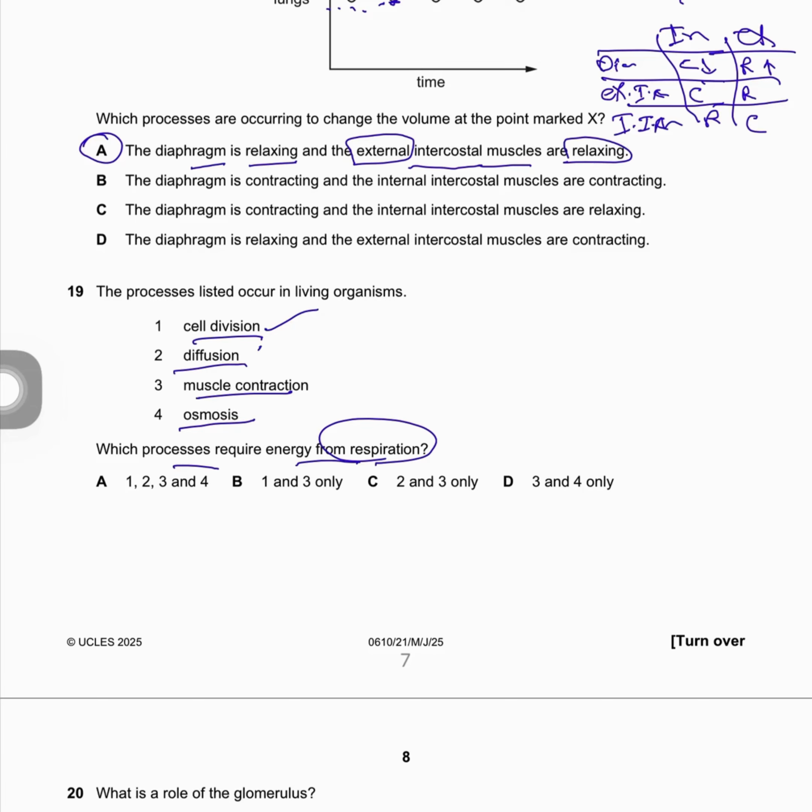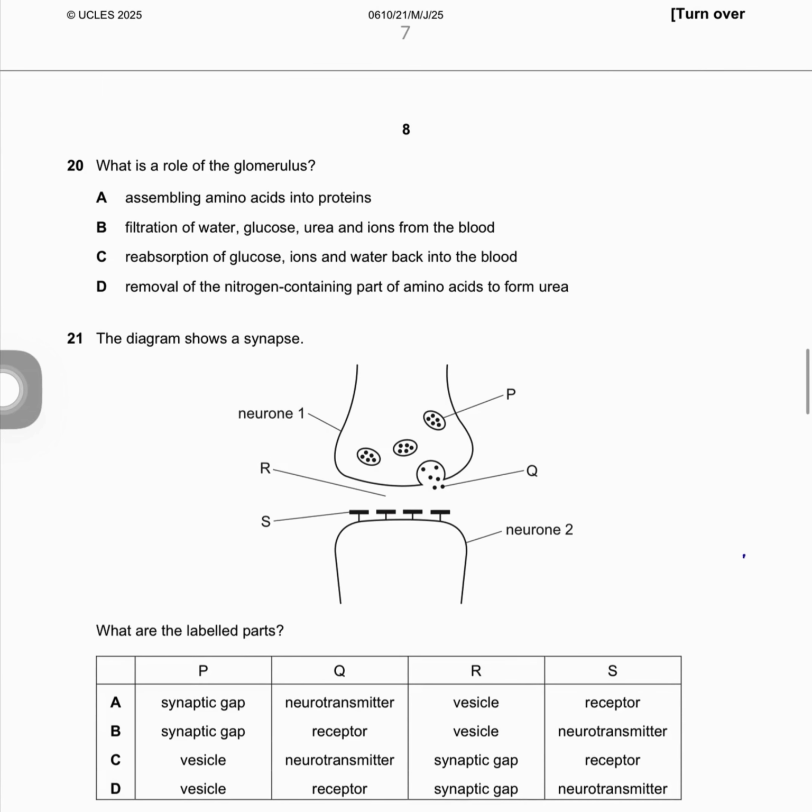Cell division, yes. Diffusion, no, it's passive. Osmosis, no, it's passive. So anything with 2 and 4 will be cancelled. So A is cancelled, D is cancelled. So it's B or C. What do you think? Yes, it's B: 1 and 3 only. 20. What is the role of the glomerulus? It's a part of the nephron or kidney tubules where filtration occurs. It's not assembling.